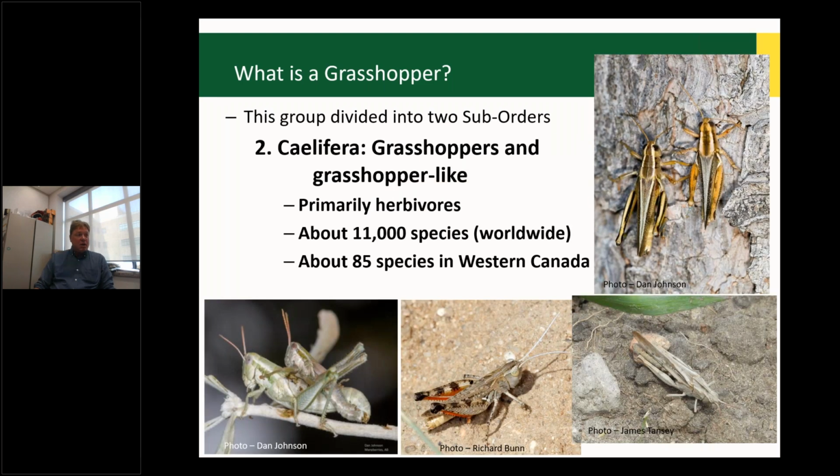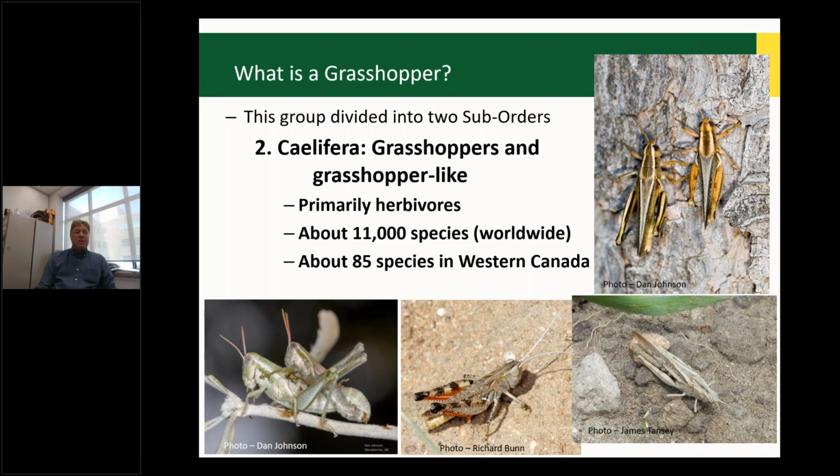The next is the Caelifera, the grasshoppers and grasshopper-like insects, and really this is where we're getting into the pest species. These are primarily herbivores, with relatively low diversity as far as insects go, at 11,000 species worldwide. When you're talking about beetles, it's about 125 to 130,000 species described. Similar numbers for Hymenoptera, the wasps, and for flies. So you've got your hyper-diverse groups. These are relatively lower diversity, but there are still a fair number of species.